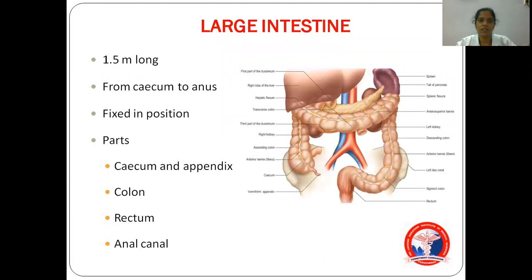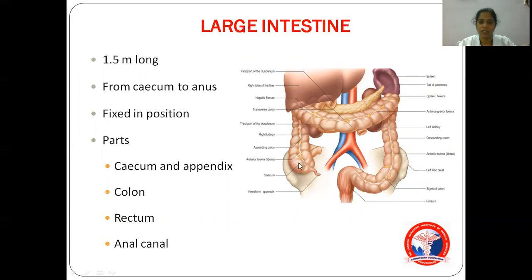So first we'll see the features of the large intestine. Earlier we discussed the small intestine. You know duodenum, jejunum and ileum continue as the large intestine. The large intestine is around 1.5 meters long. From where to where does it extend? Just see here, you are seeing the large intestine. It extends from the cecum to the anal canal.